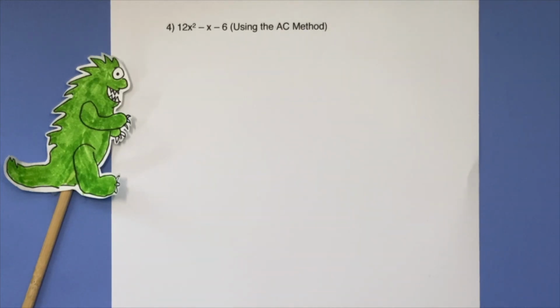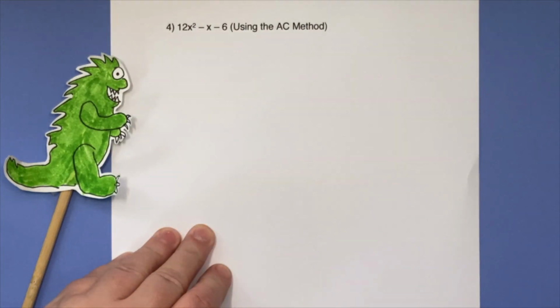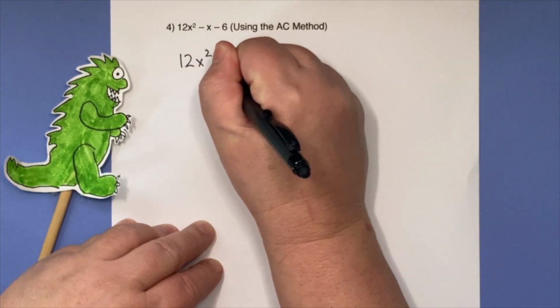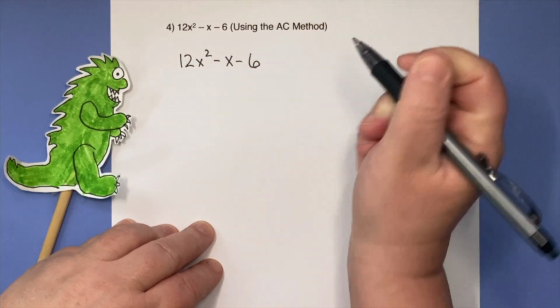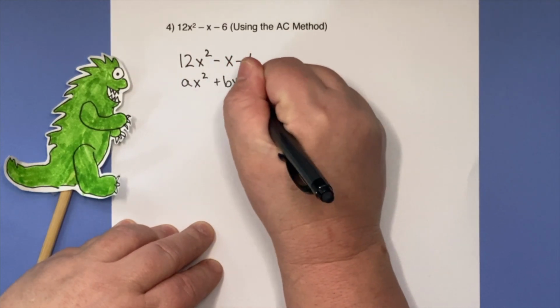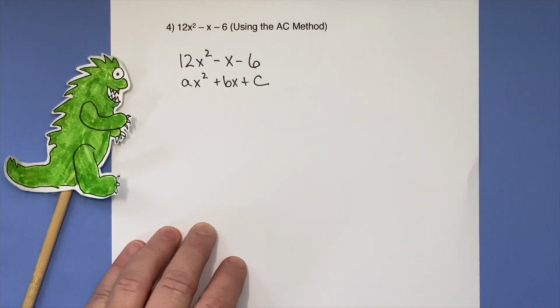So the AC method starts out and is named after the way of writing out quadratics. So this is 12x squared. That makes it a quadratic. When we write out the polynomial or the quadratic, we write it and we imagine that it follows this format: ax squared plus bx plus c, which you may remember if you've studied the quadratic formula.